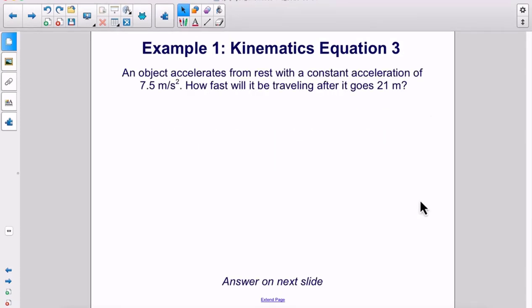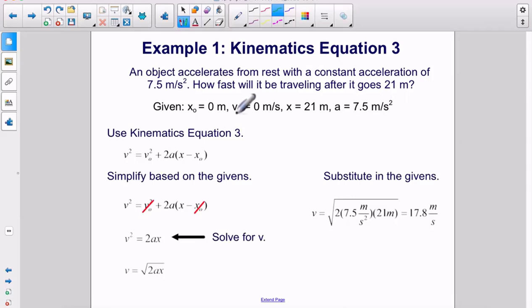An object accelerates from rest with a constant acceleration of 7.5 meters per second squared. How fast will it be traveling after it goes 21 meters? All right, so our givens. We have our initial position of 0, our initial velocity of 0, because it starts from rest, our final position of 21 meters, our acceleration of 7.5 meters per second squared. We are solving for velocity. As you can see, time is nowhere to be found in this whole problem. That's your hint that it's kinematics equation 3.